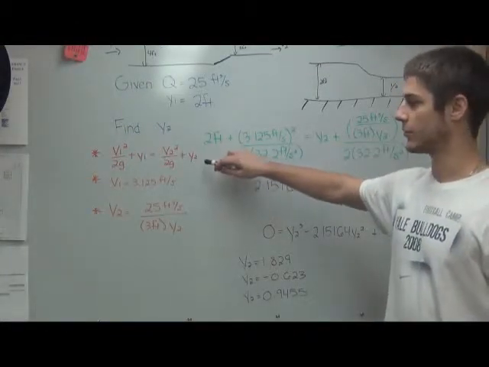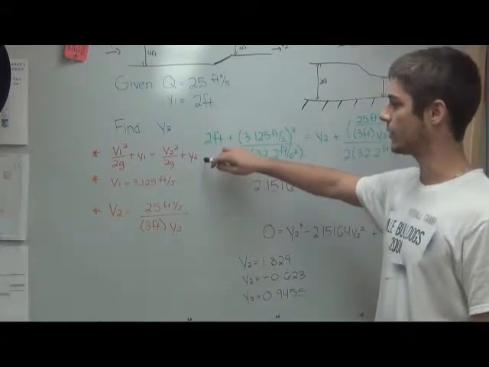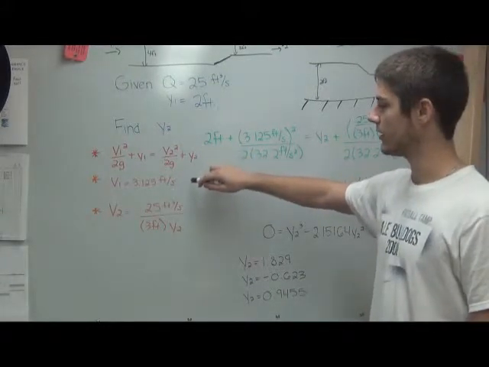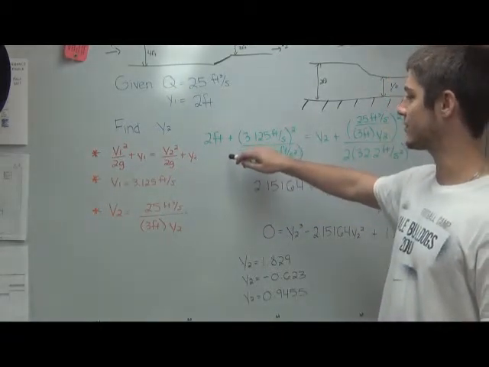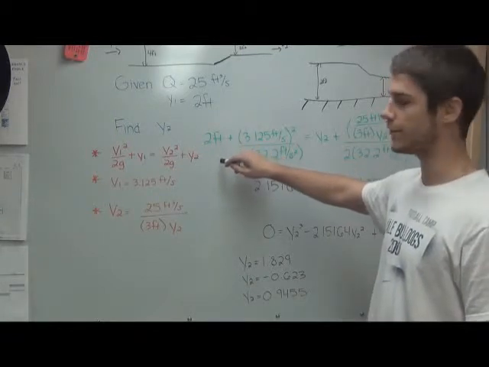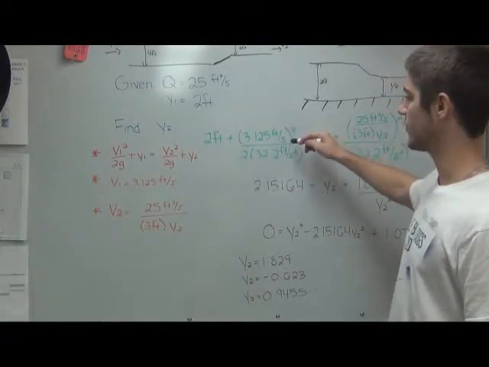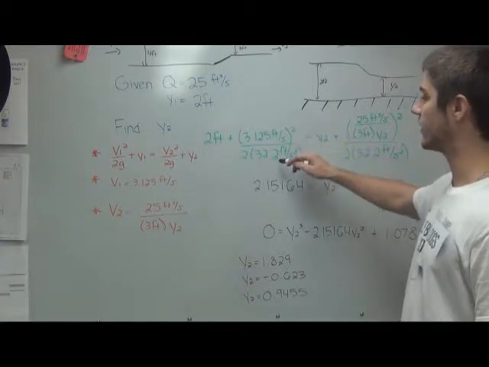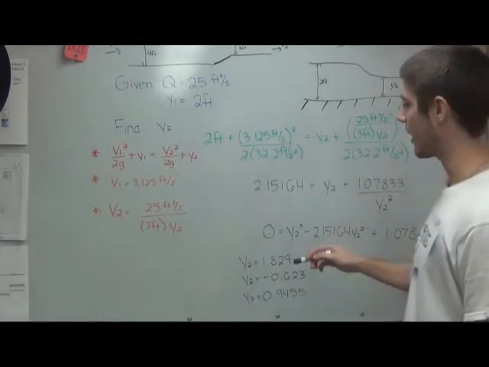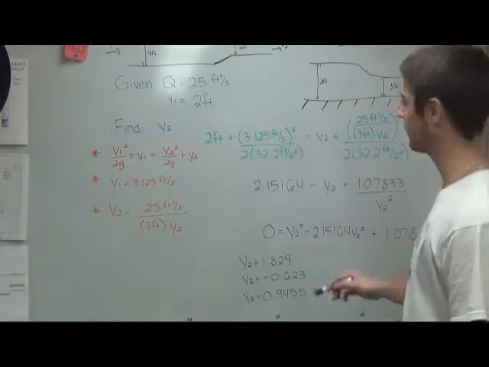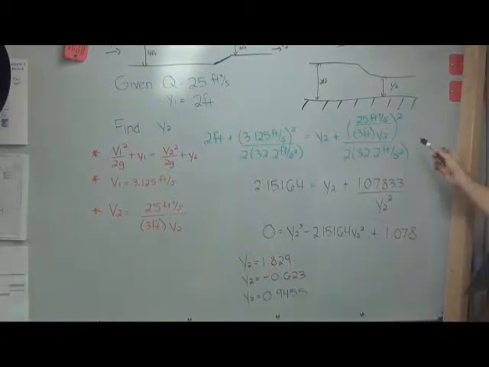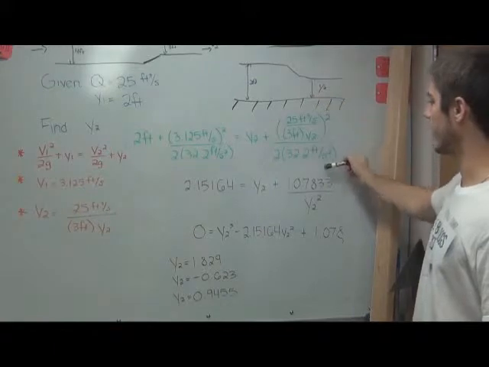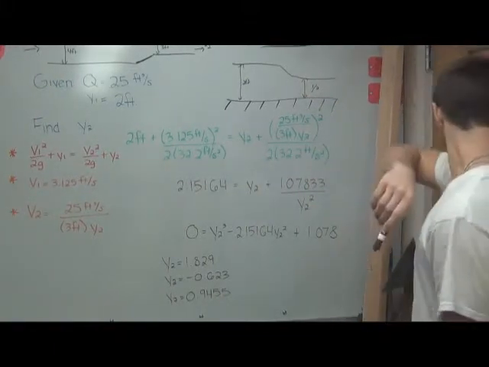But what we did was we put the three main things that we've already found: the condensed specific energy equation, the V1 value and the V2 value. So what we did was plug in for Y1, 2 feet. V1 is 3.125 feet per second. Square that and divide it by 2 times gravity, which is 32.2 feet per second squared. And on the right side of the equation, we have Y2, which we still don't know. We have V2 squared, which is this whole thing right here, divided by 2 times 32.2 again.